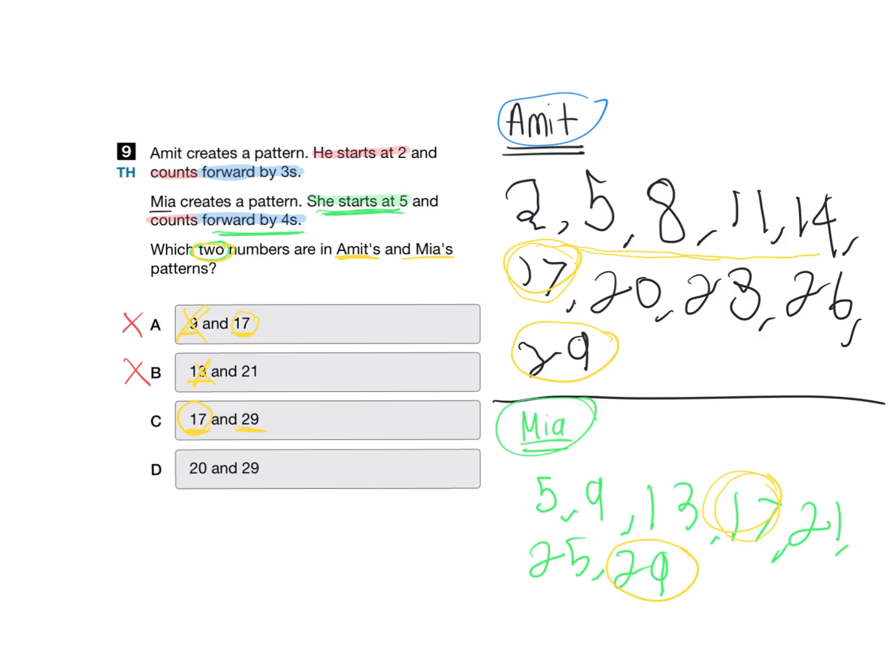Okay, so that's the answer, but let's just double check. Let's just make sure that we didn't miss something. Do they both have 20 in their pattern? Amit has 20. Does Mia have 20? Oh, no. So they don't both have 20, but they do both have 29. So the only one that would work would be C.